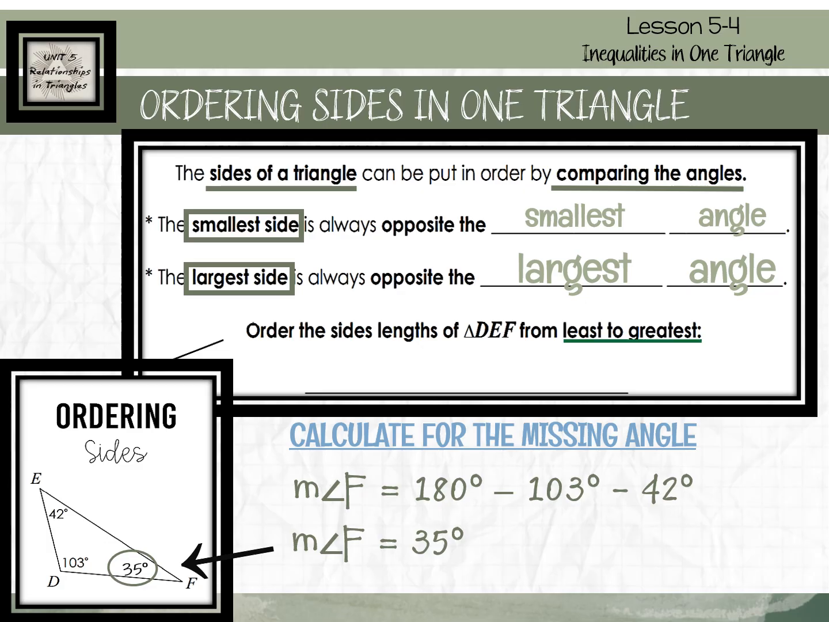Smallest angle is that 35, and the opposite side is DE, since it's angle F. Cover up the angle. It's the other two letters. Middle is 42. Opposite that is segment DF. Longest side is opposite the biggest angle, and that would be segment EF.